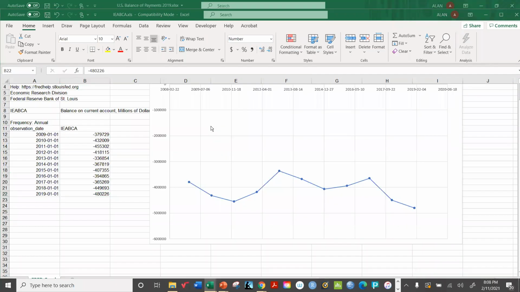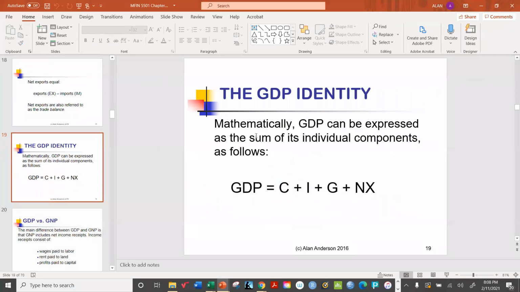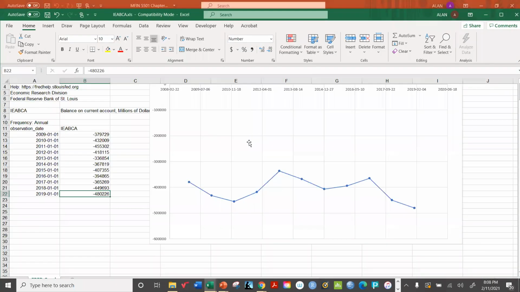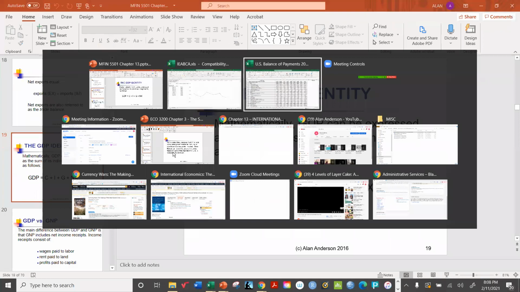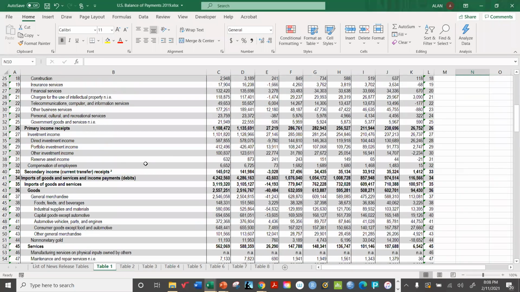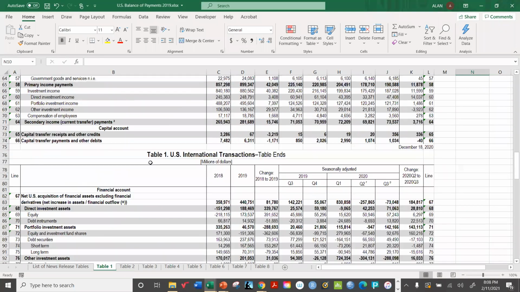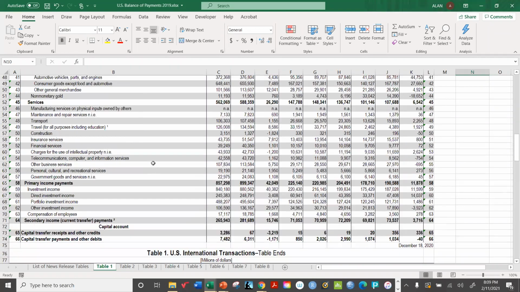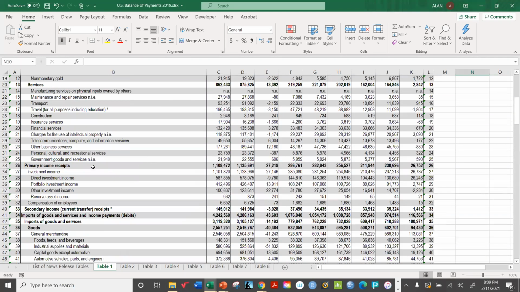All right. Now, anyway, having said all that, let's just see if there's anything else here we want to look at before we look at the GDP identity. I just want to identify a few key items here. For example, primary income receipts. We'll see more about that later on.